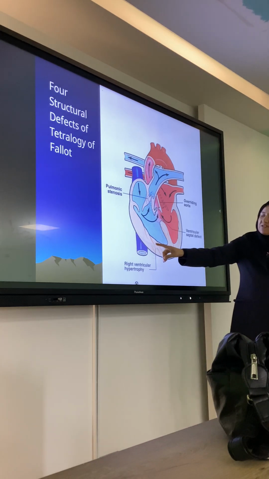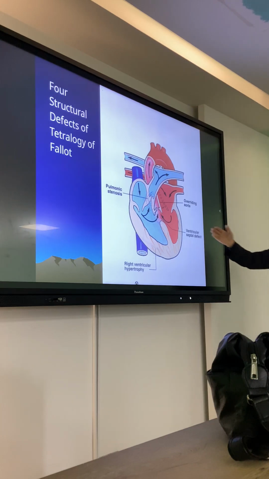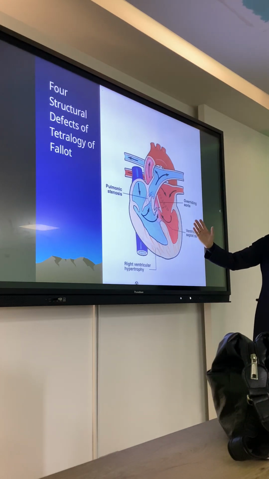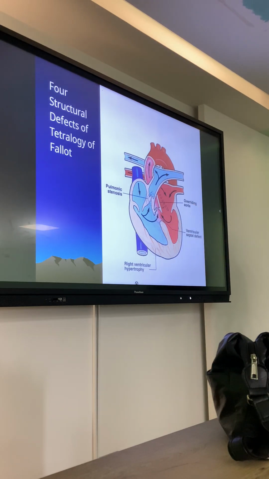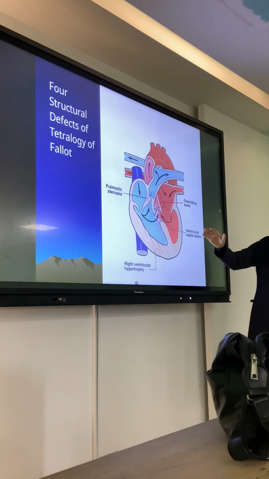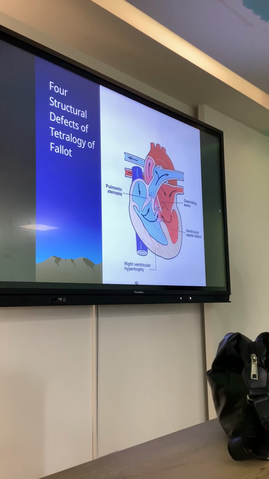Hypertrophy happens in the right. Why? Because of stenosis. And we have a left ventricle. Yes, we have a VSD. The pressure on the left is more, it comes to the right. And you have a stenosis also. You have more pressure in the right, and you have right ventricle hypertrophy. Okay?